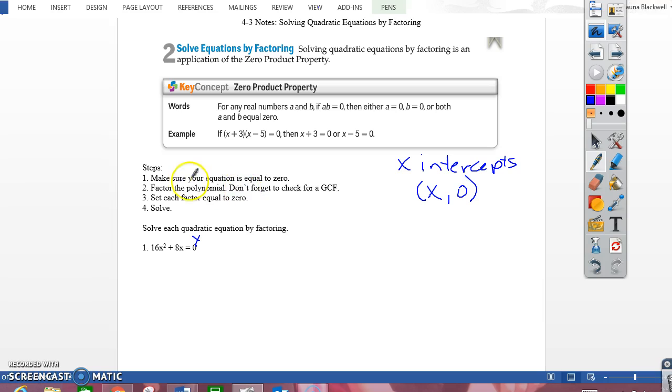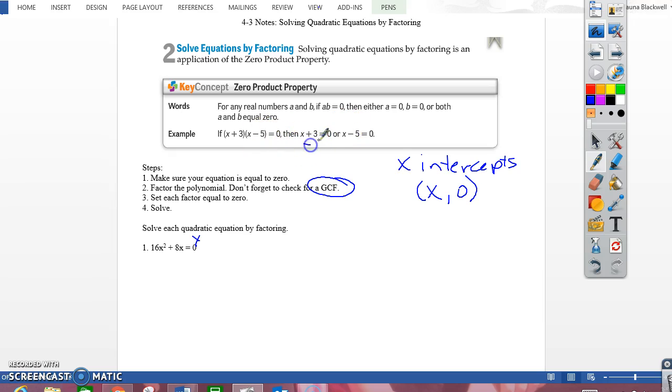And once we've done that, we can factor our polynomial just like we were doing last time we met. So don't forget to check for a greatest common factor first. And then once you have factored, you're going to take each factor, the x plus 3 and the x minus 5 up here, and set it equal to 0. Just like this, x plus 3 equals 0 or x minus 5 equals 0. And then you've got two really simple equations to solve.